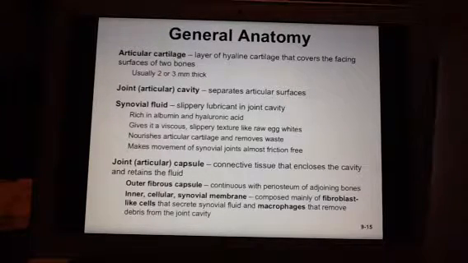It's a slippery lubricant. It has albumin and hyaluronic acid inside, which gives it a viscous, slippery texture similar to raw egg whites. This synovial fluid nourishes the cartilage and removes the waste, but more importantly, it makes the movement of the joint almost friction-free. And we see a joint capsule that is connective tissue that encloses the cavity and keeps the fluid inside. The fibrous capsule is continuous with the periosteum of the adjoining bones, and then we have a synovial membrane that is secreting the synovial fluid.